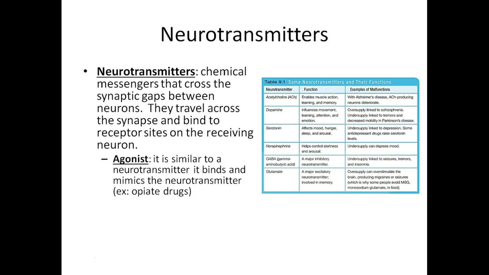You have two types of neurotransmitters. You have an agonist, which is similar to the neurotransmitter itself and actually ends up mimicking one neurotransmitter. So one example of a mimic would be the opiate drugs. When you take an opiate drug, it mimics the neurotransmitter acetylcholine.